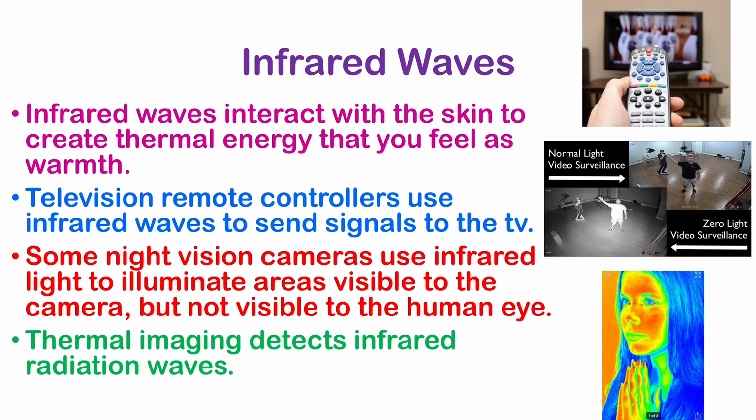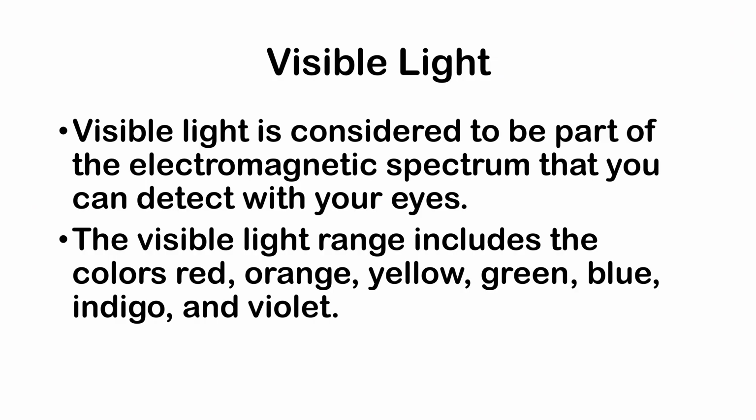Thermal imaging at the bottom detects infrared radiation waves, and you can see the difference in temperature. So really useful stuff. Visible light, that's the stuff we can see with our eyeballs. All right, it's a very small part: red, orange, yellow, green, blue, indigo, violet.